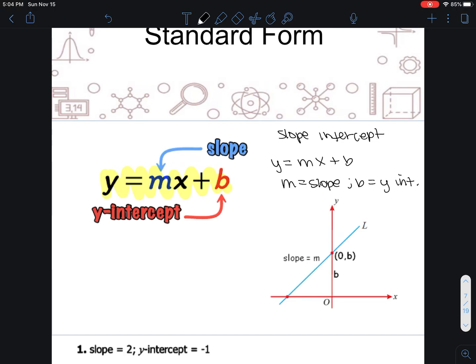So what does our y-intercept mean? This is where the line crosses the y-axis. So in this example here, that y value where it crosses the y-axis is b, and the slope we said is m. M is rise over run.